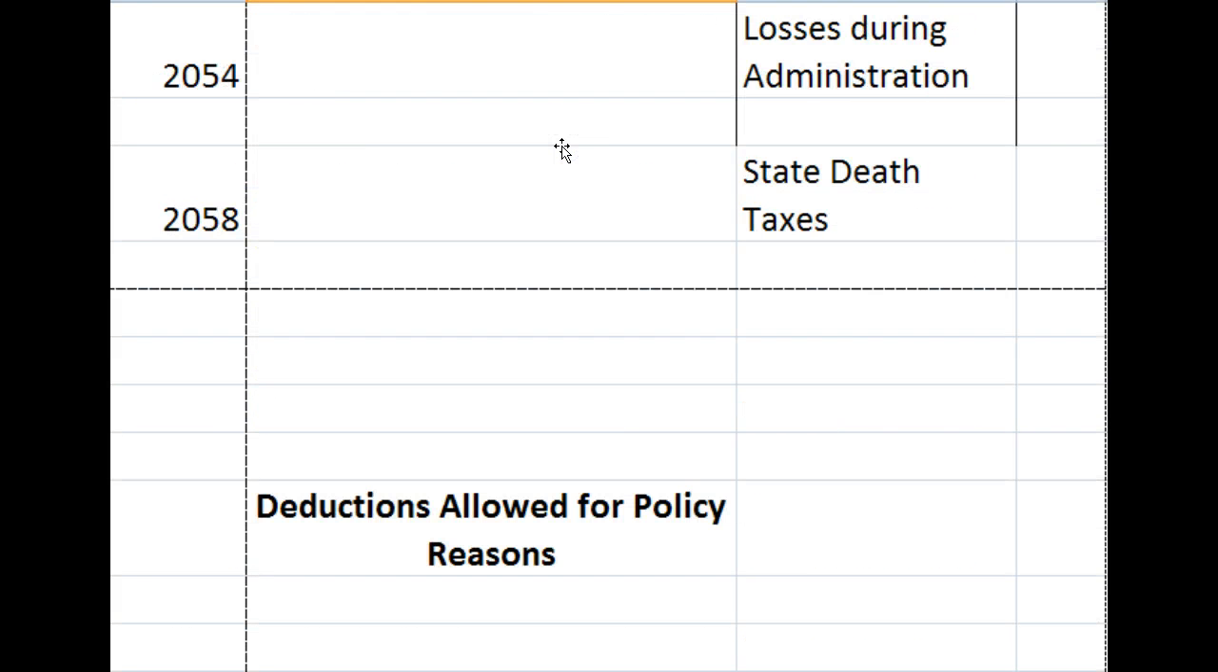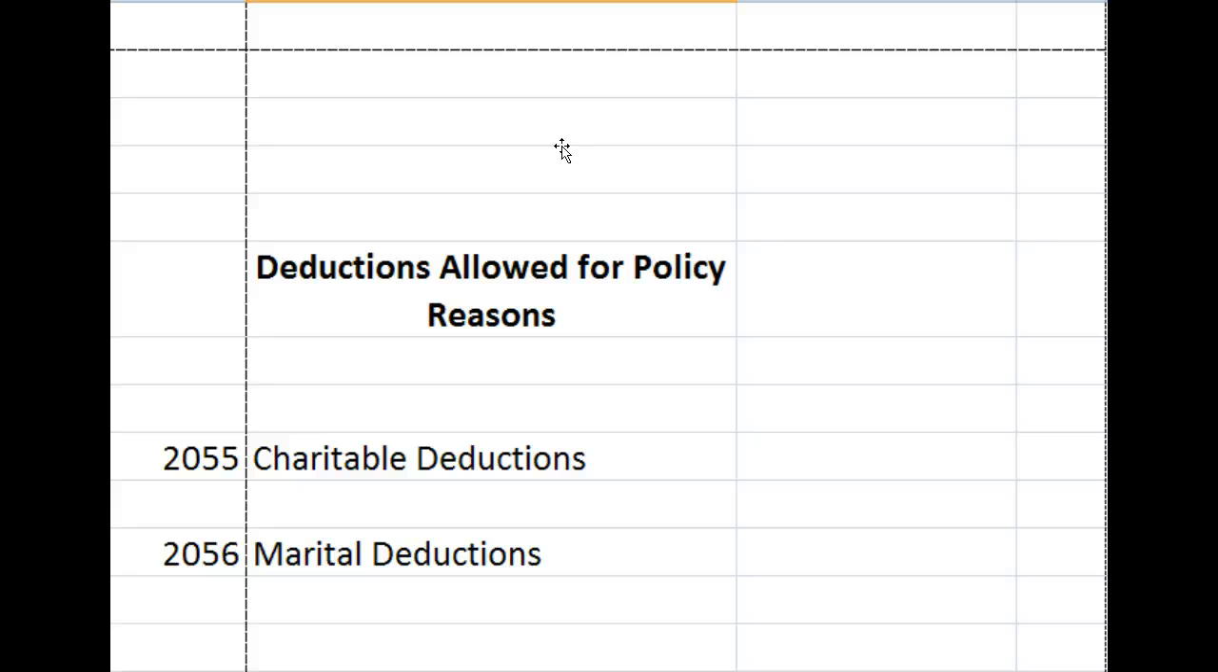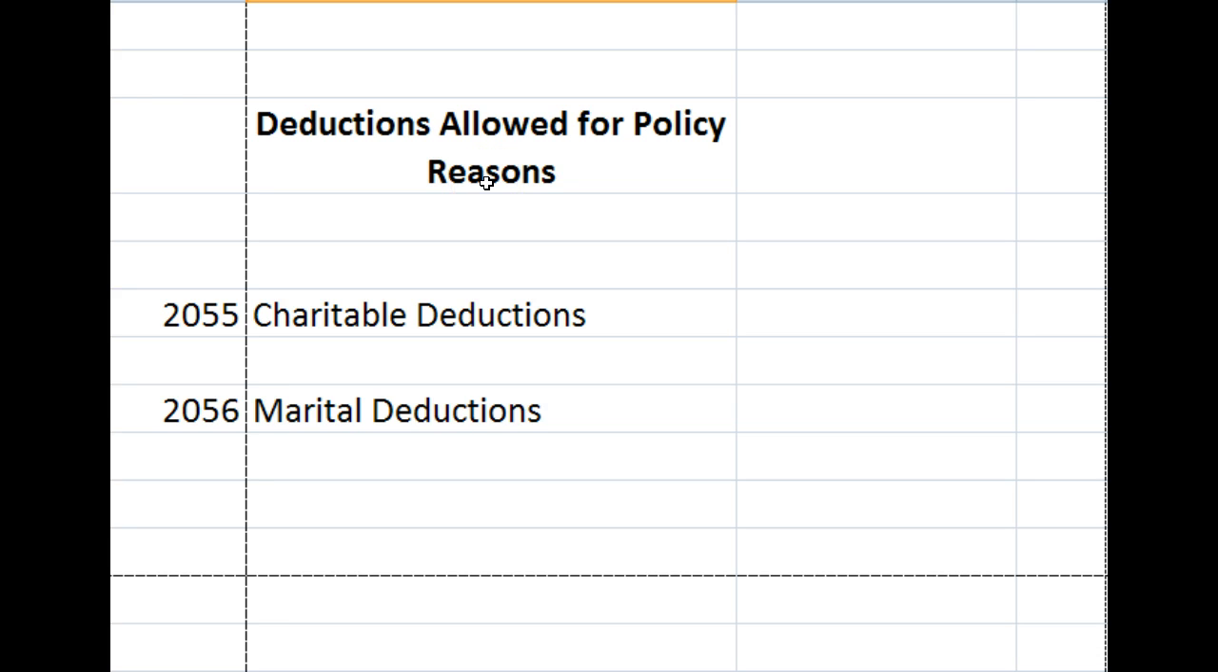If you look at this next illustration, we're going to cover just briefly here deductions that are allowed for policy reasons. And I'm sure when you looked at the deductions, it probably is quite clear that there are deductions that Congress decided they needed to allow for the sake of the goals they were trying to accomplish. So in particular, we have two policy type of deductions. Under Section 2055, you have your charitable deductions, and under Section 2056, you have your marital deductions.